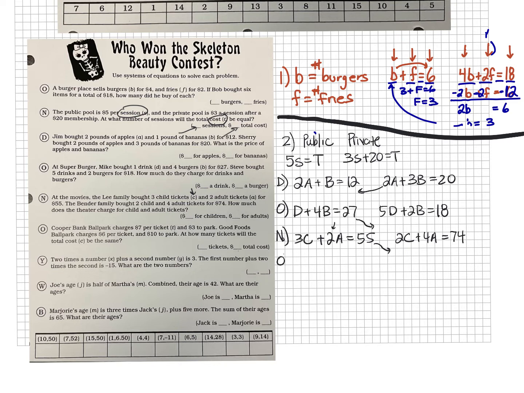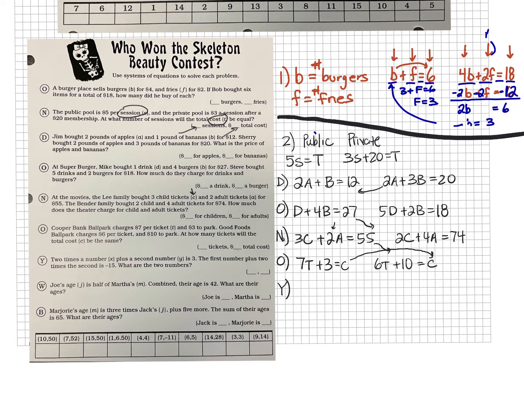For O, let's see. Cooper Ballpark charges $7 per ticket, T, and $3 to park. Good Foods Ballpark charges $6 per ticket and $10 to park. At what time will the cost be the same? So that equaled the cost at this field, and this equaled the cost at that field. So now, if I know C is equal to 7T plus 3, I can just plug in 7T plus 3 for this C, and I would use substitution there probably. So 6T plus 10 equals 7T plus 3.